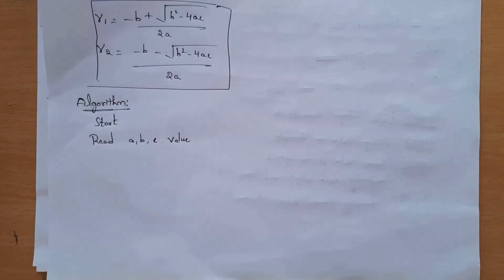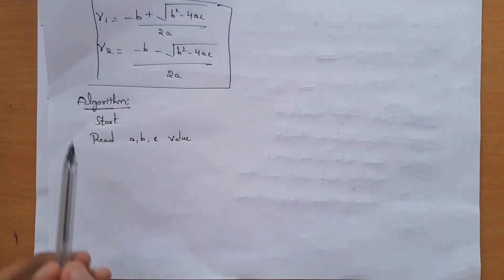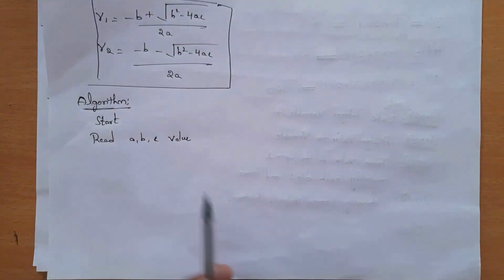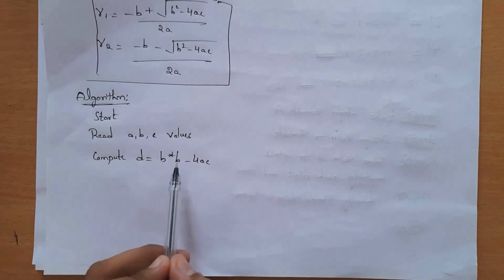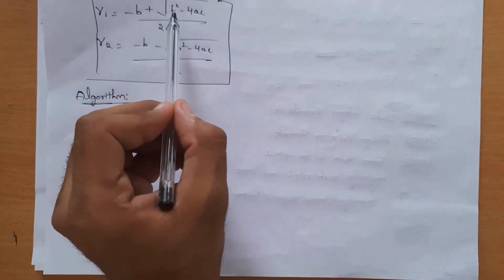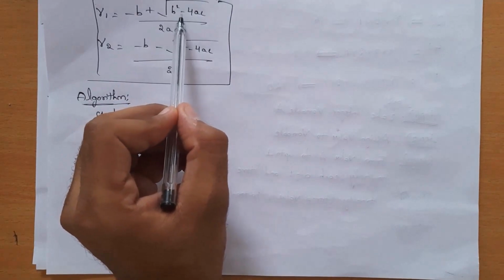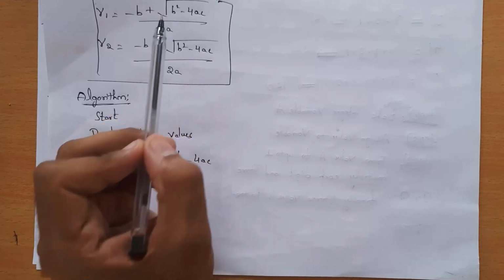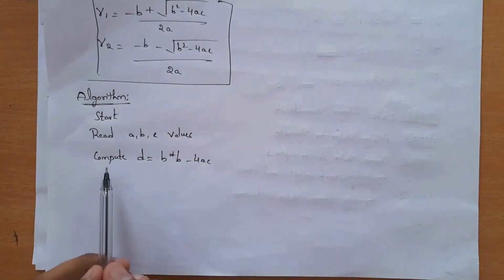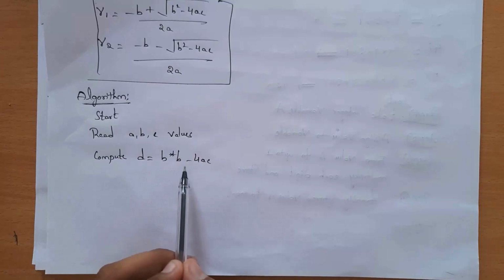As we know, step 1 is start. This formula contains a, b, c. So I am reading a, b, c values. After that, step 3 is compute d equal to b into b minus 4ac, because this is formula under root of b square minus 4ac. I am storing this b square minus 4ac in one variable, that is d. So here I wrote compute d equal to b into b minus 4ac.